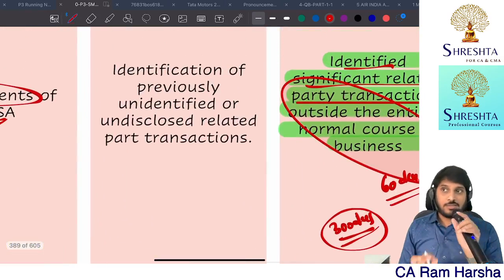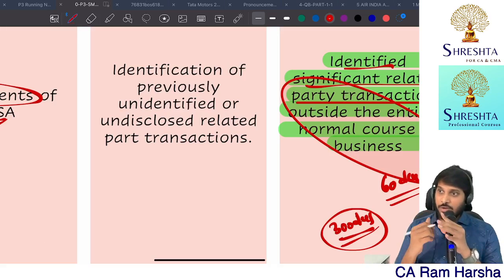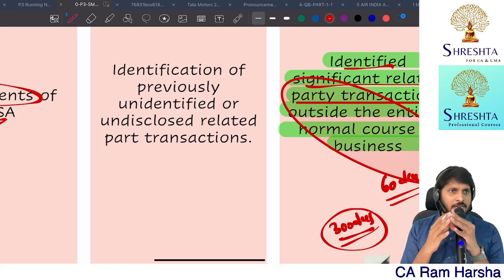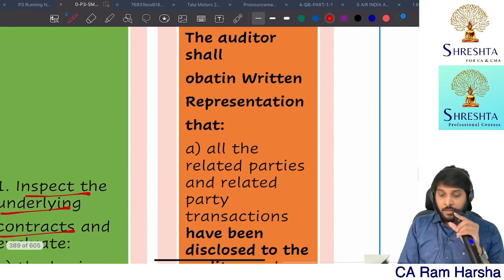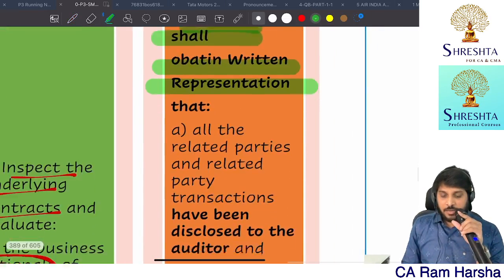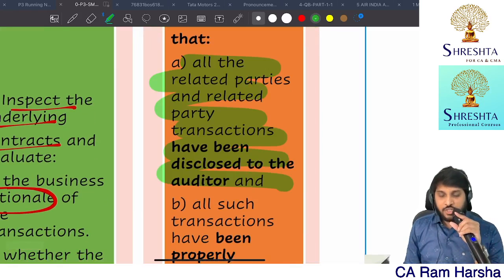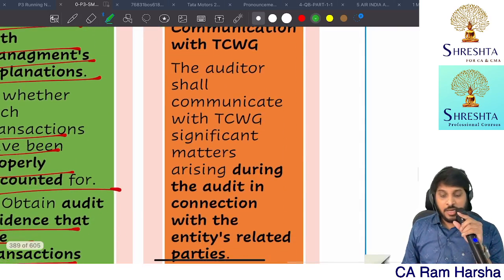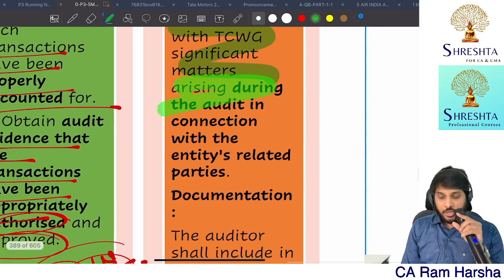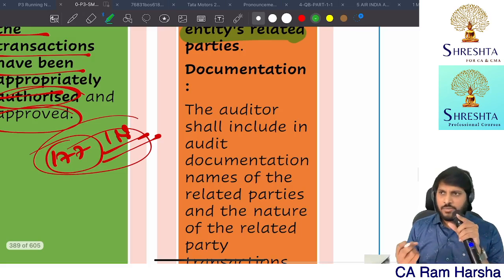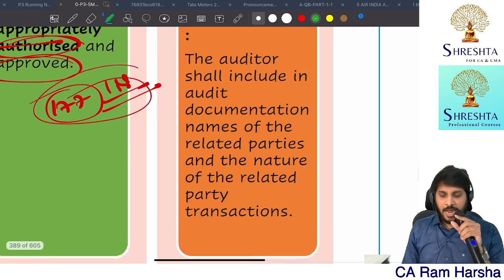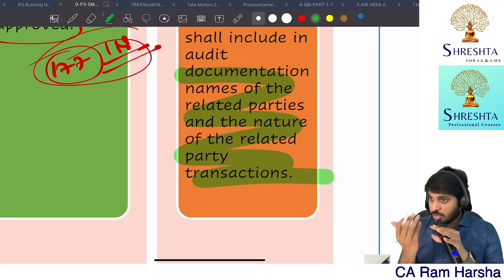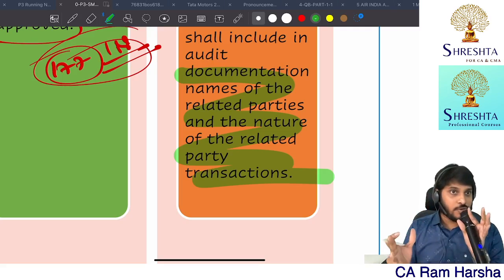Suppose you did all these requirements, you did risk assessment, you performed further audit procedure, you obtained information from the management, you got a representation also. The auditor shall obtain written representation that all the related party transactions have been disclosed to the auditor, and all the transactions have been properly accounted and disclosed in the financials. And auditor shall communicate during the audit in connection with related parties. Whatever observations you found in related parties, you have to communicate and document whatever you have communicated with management, whatever unusual things that you have identified, what response you did, what further audit procedure you did, all that.